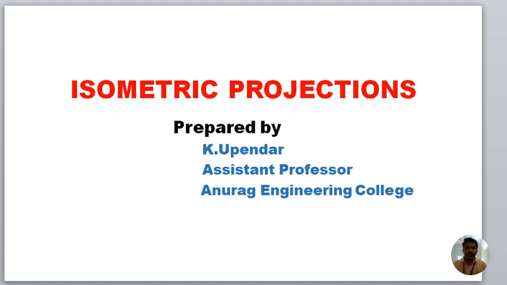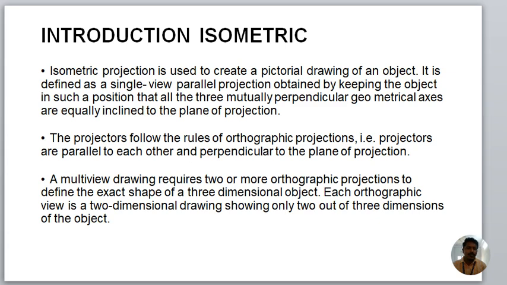What is meant by isometric projections? Isometric projection, or isometric view, is nothing but the three-dimensional view. It is the pictorial view of the object. It is used to create the pictorial drawing of the object. Isometric projection is nothing but the conversion of the orthographic projections into the isometric. It means the entire object is seen in a single view.